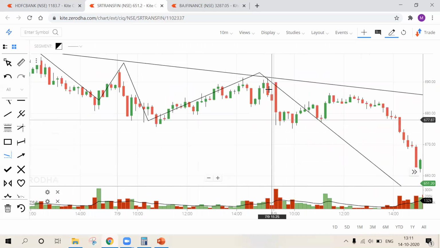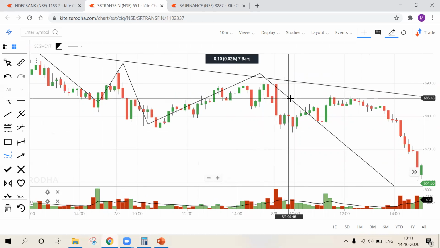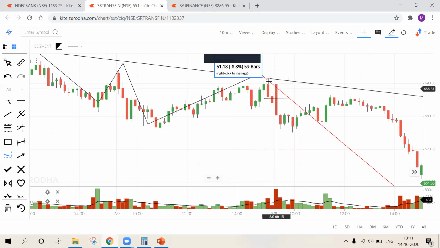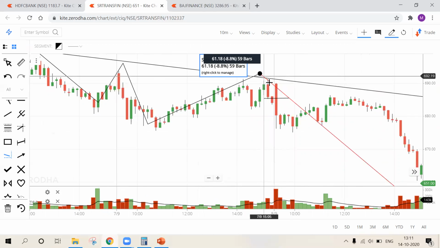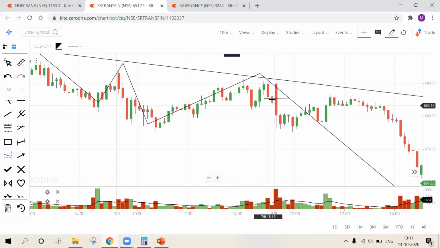Before making an entry, you need to get 5 confirmations. Among them, the first confirmation is the reaction from the third touch, you need to look for the third reaction. The second confirmation is lower low. The third confirmation is the moving average, 35 moving average. Let me add it.